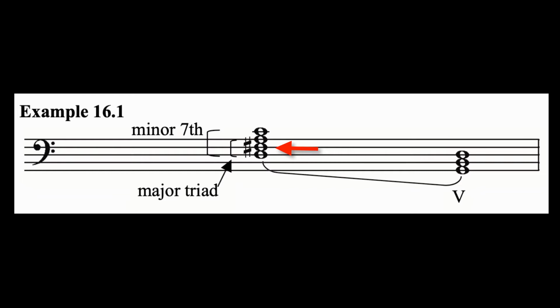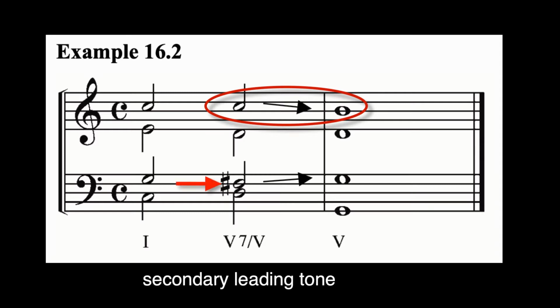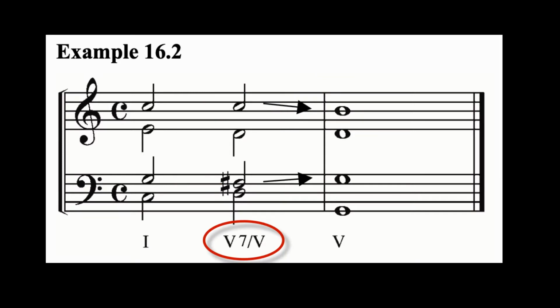This next example shows a short progression to illustrate the voice leading of this chord. As you can see, the chord tone seventh resolves downward, just as it does in a dominant chord. Also, the third of the chord is called a secondary leading tone because it can resolve a half step up to the root tone of the following chord. The notation is 5-7 of 5, and it indicates that we have created a secondary dominant seventh chord that leads to the five chord.